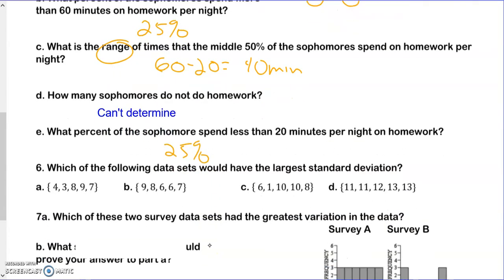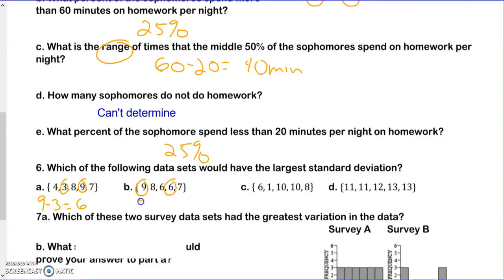Now, which of the following data sets would have the largest standard deviation? So to help me out, I take this number and this number. I go 9 minus 3 and I get 6. So I'm looking for the highest number to the smallest number. I'm getting the range. And then this one, I do 9 minus 6. Whoops. Hold on, I circled the wrong one.